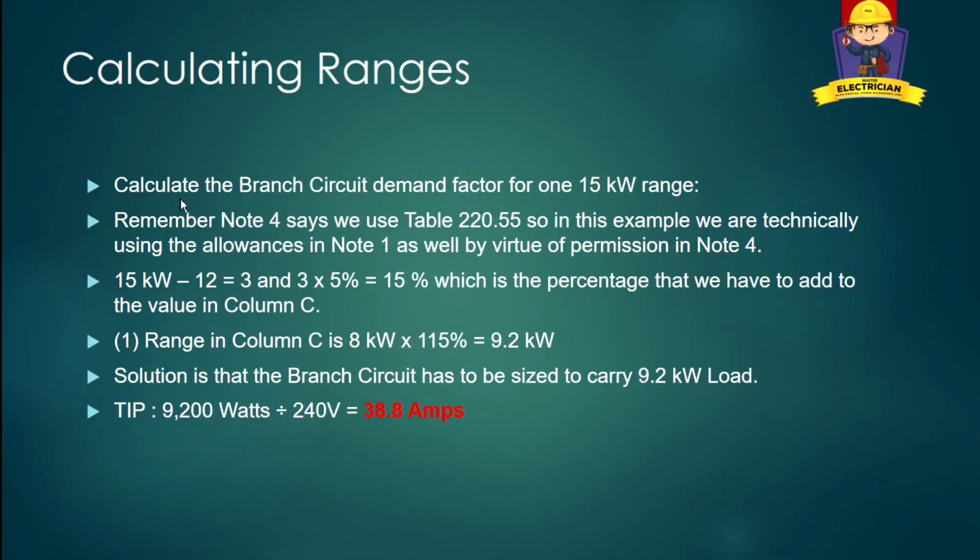Now, what is the branch circuit demand factor for a single 15 kW range? We're still in note 4. Note 4 says that we're going to use table 220.55, so I can use all of 220.55 for all intents and purposes. In this case, I'm going to be firmly in column C because, as we saw earlier, 15 kW is most certainly going to exceed 12 kW.